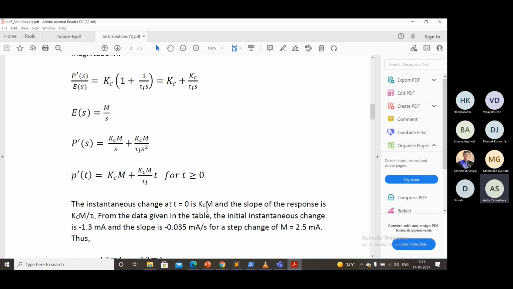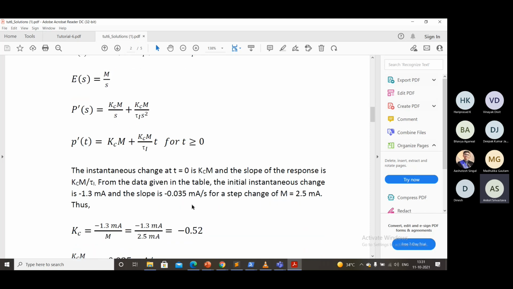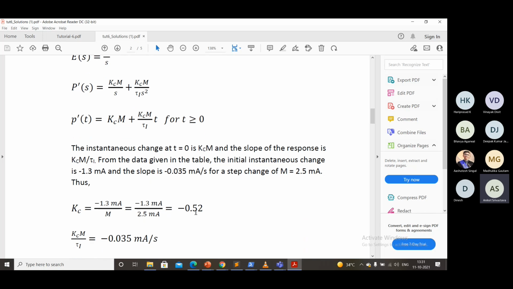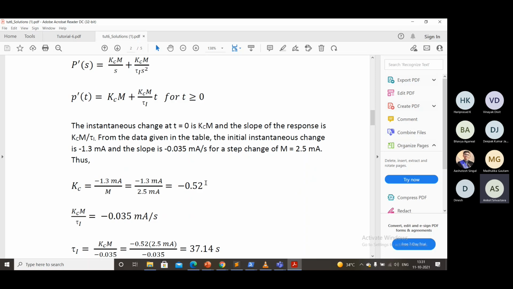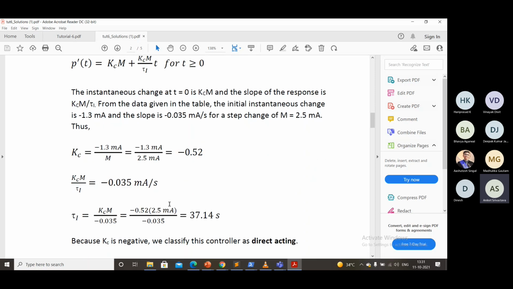From the data provided to us, our y-intercept is equal to minus 1.3, and from the slope we can calculate the slope as minus 0.035 milliampere per second. So plugging in all those values, we can easily find out our Kc and tau I.